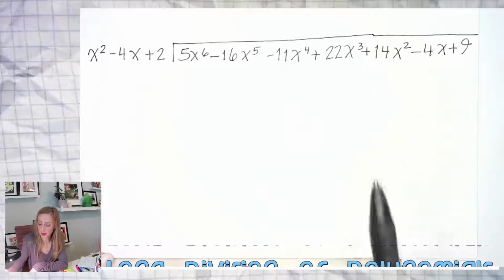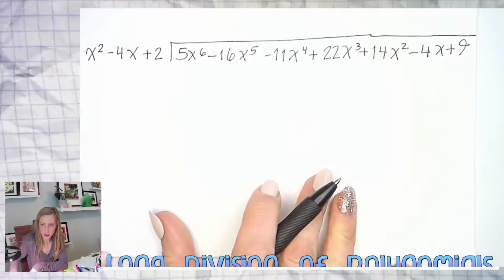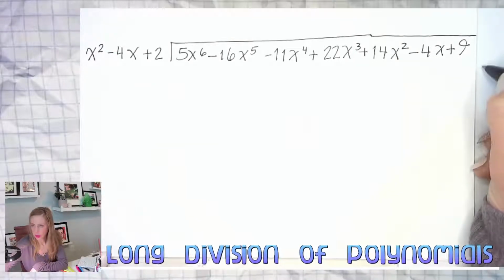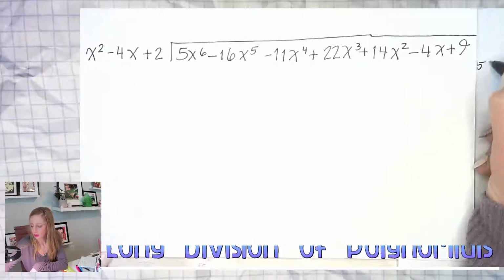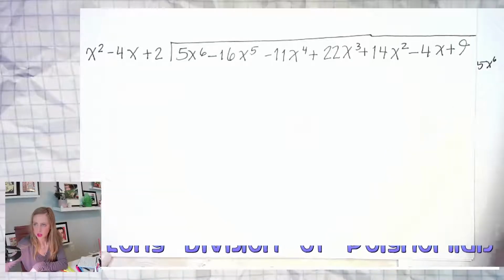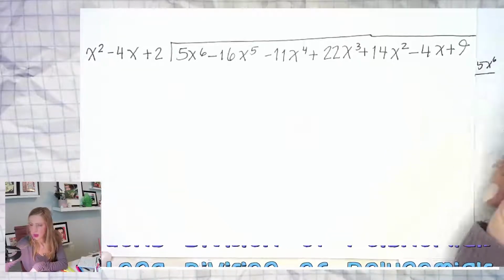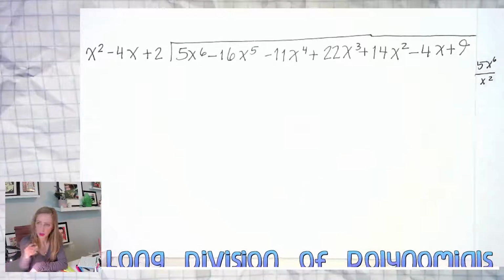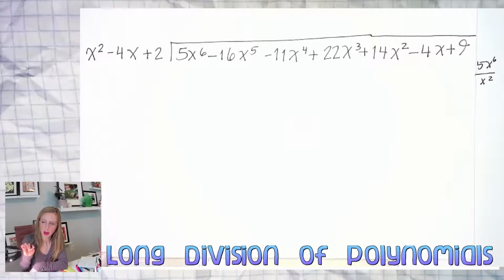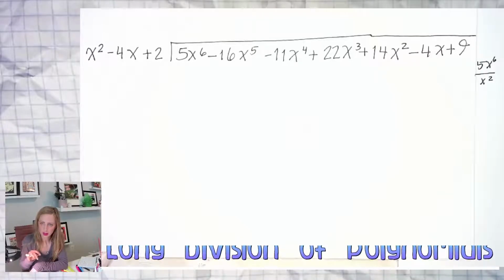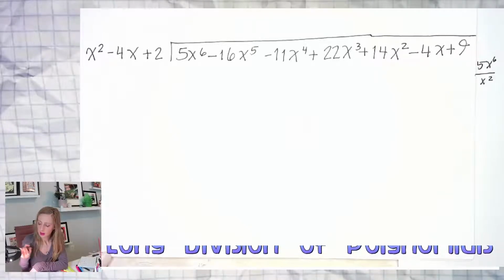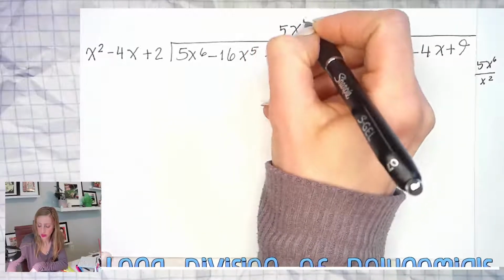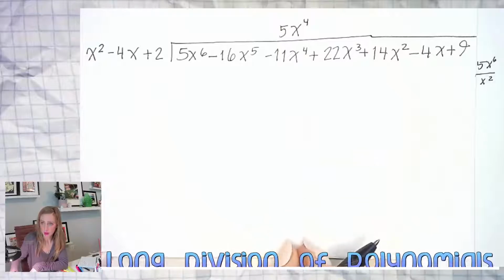To start off a long division problem, we start all of them more or less the same way. We start by doing the line leader on the inside, 5x to the 6th, and we divide that by the line leader on the outside, x to the second. What do we get when we divide 5x to the 6th by x to the second? We get 5x to the 4th. Good. And then we put that above negative 11x to the 4th, because everything with the same power will be in a column when we're done.